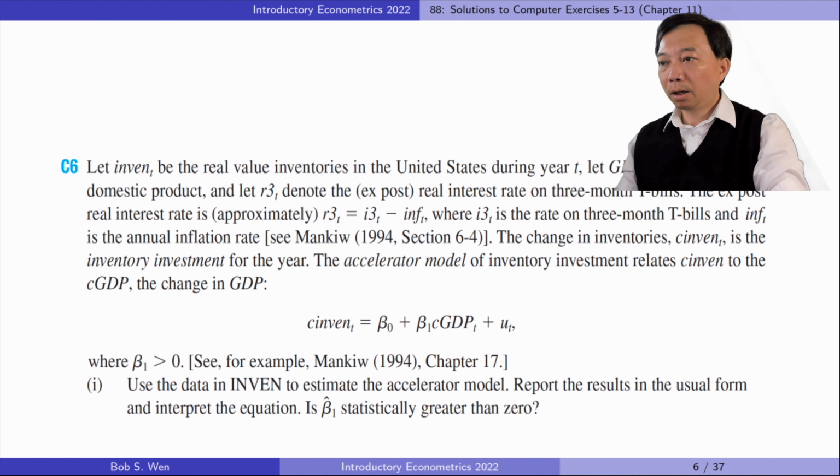The change in inventories is the inventory investment for the year. The accelerator model of inventory investment relates the change in inventories to the change in GDP, where beta 1 is greater than 0. In part 1, estimate the accelerator model, report the results in the usual form, and interpret the equation. Is beta 1 statistically greater than 0?